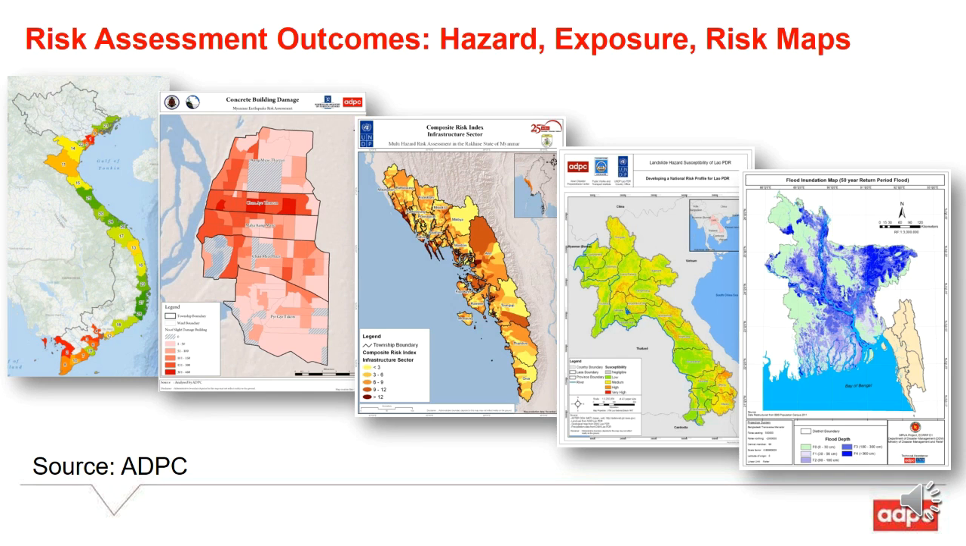In any risk assessment project, we come up with several maps and reports. Mostly the maps are hazard, exposure, and risk maps, with damage reports, potential damage reports for different areas. So we are showing you some of ADPC's products across the Asia Pacific region, which are now being used by government agencies for taking risk-informed decisions in those countries.